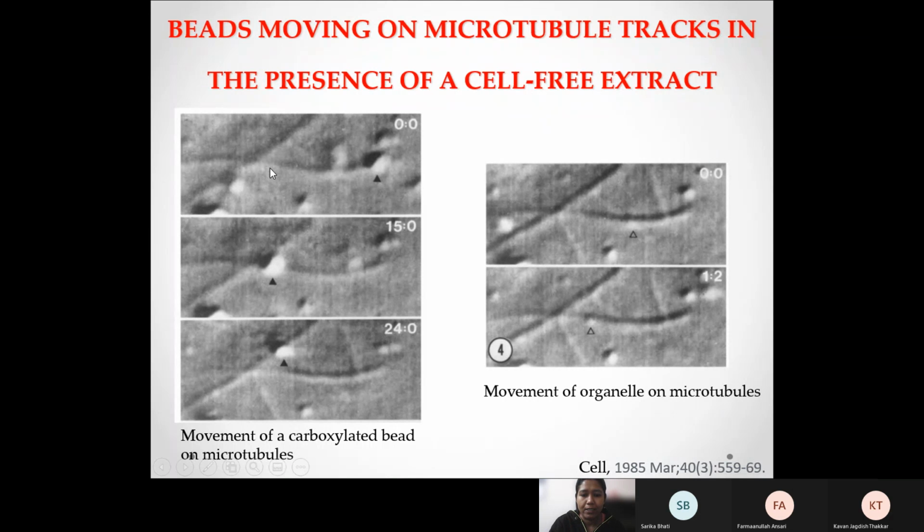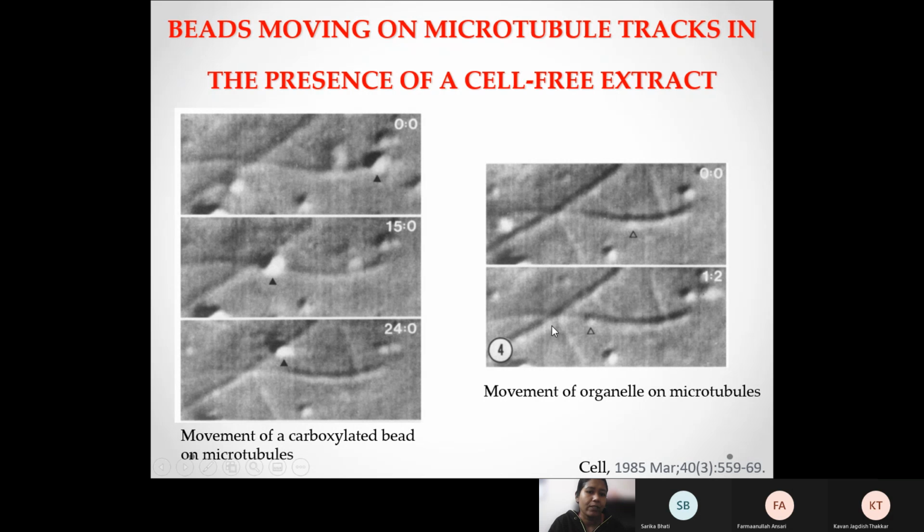So you can see this is a paper from 1985, much before you were born. And what they tried to understand is what exactly is causing the beads to move, but they didn't hit upon the molecule instantaneously. They first identified a few features of this transport.